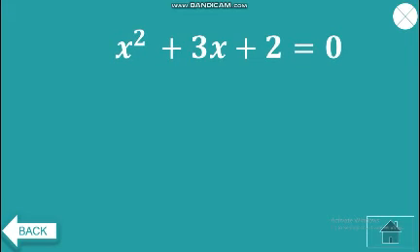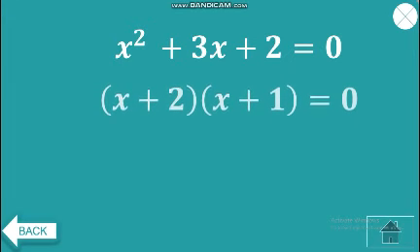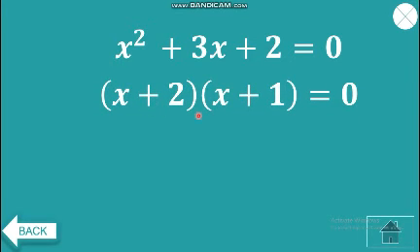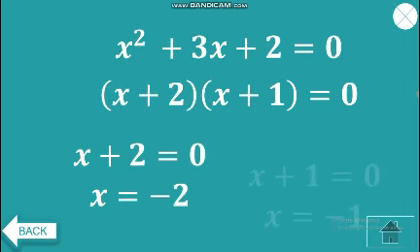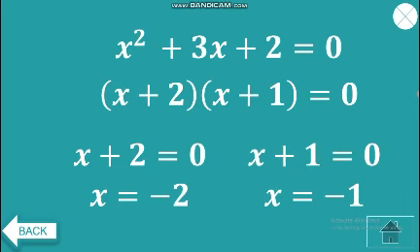From the area of the rectangle, we can find the factors of this quadratic equation. We can see here the factors of this quadratic equation are x plus 2 and x plus 1. And also we can find the x values of this formula. The x values are minus 2 and minus 1.